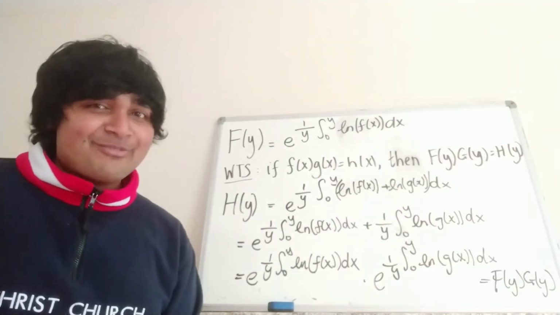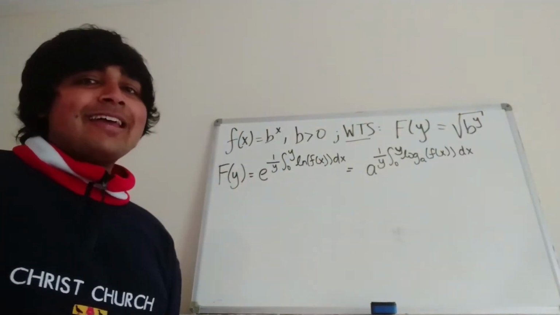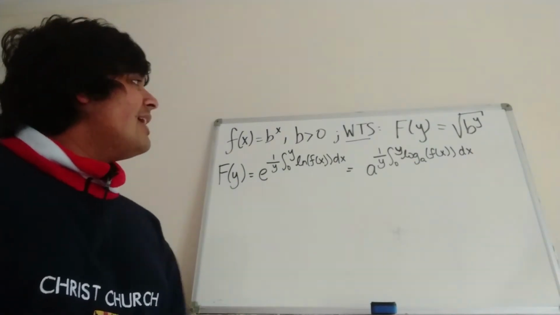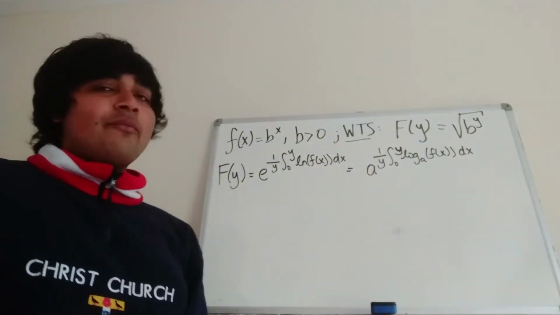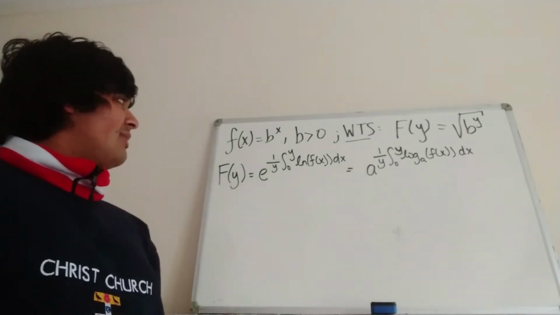Let's move on to part 3 now. Okay, so part 3 we have that f of x is b to the power of x, where b is just some positive number, and what we want to do is show that capital F of y equals the square root of b to the y. Here I've just written down what we've done so far.